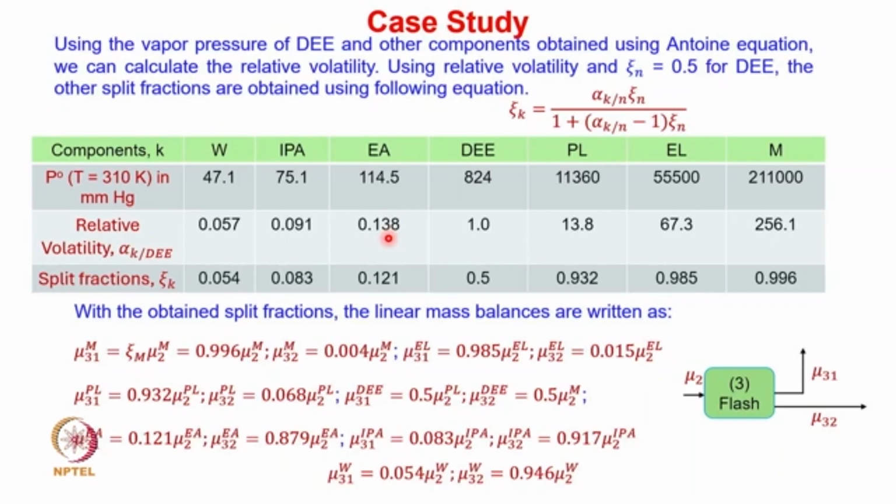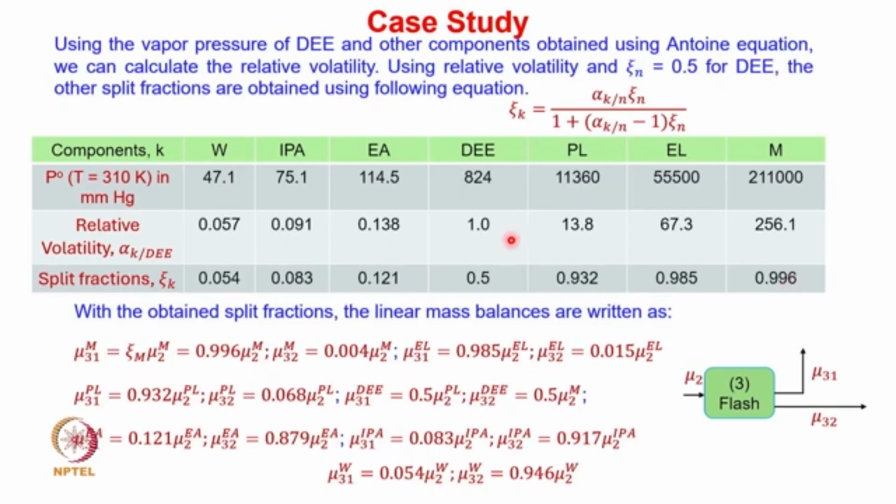Now, based on the relative volatility and the split fraction of the key component, which is diethyl ether, we can put those values here and we can calculate what will be the split fractions of each of these components, and these split fractions are calculated here. So you can see that predominantly ethyl alcohol, diethyl ether, propylene, ethylene, and methane will be there in the vapor stream.